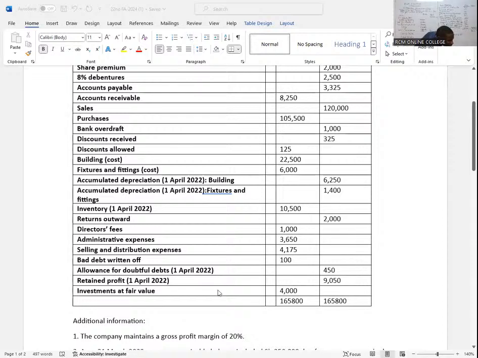Is it the second? Yes, the second last item, investment at fair value, and then we have retained profit as at first of that. How much is the retained profit? Can you see 90, 50?